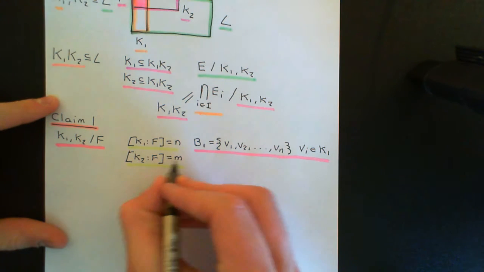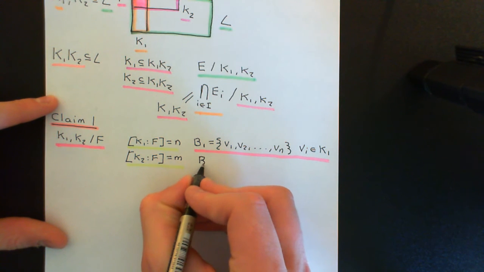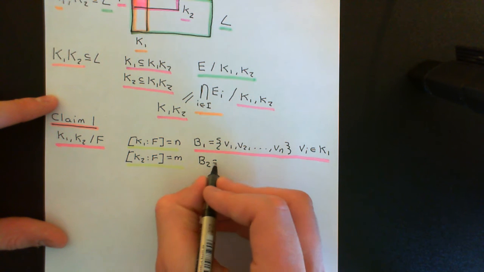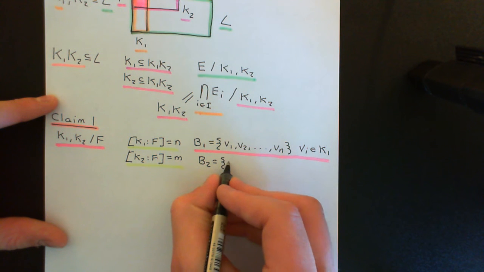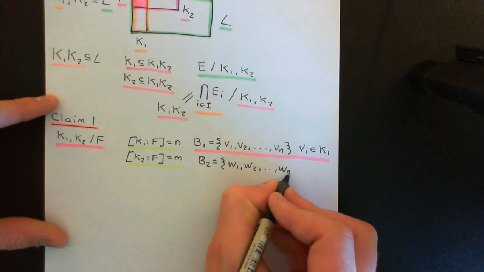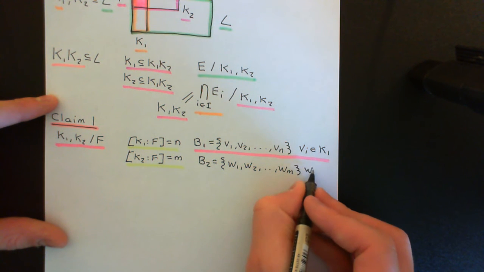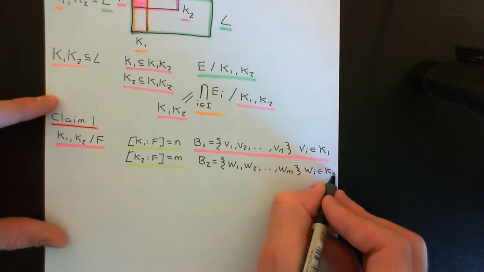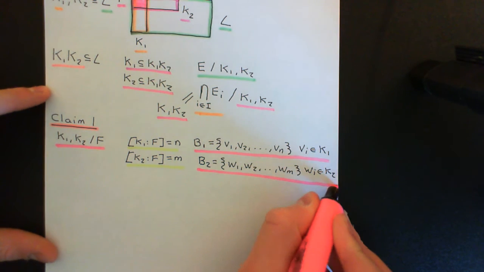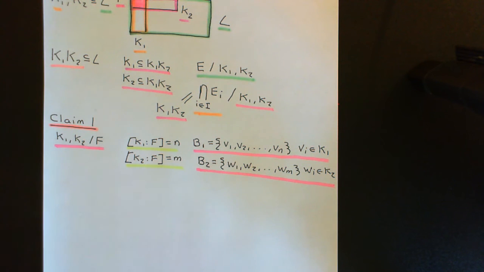And similarly for K2, if K2 is a finite field extension of F, then I can write a basis for it as well, and we're saying that its degree is m, so we'll call this B2 this time, and we'll have the vectors W1, W2, all the way up to Wm, where all of these, of course, the Wi's, are elements of K2 there. Okay, so that's all perfectly fine. This is all stuff that we know. If these are indeed finite field extensions of F, then you can come up with these bases for them, viewed as vector spaces over F. So that's all absolutely fine.